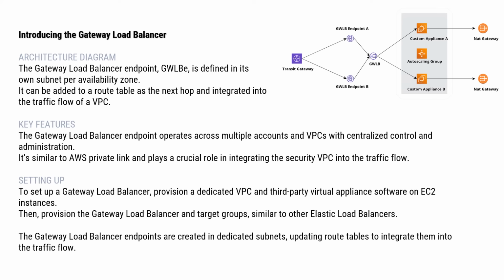To set up a Gateway Load Balancer, provision a dedicated VPC and third-party virtual appliance software on EC2 instances. Then provision the Gateway Load Balancer and target groups, similar to other Elastic Load Balancers. The Gateway Load Balancer endpoints are created in dedicated subnets, updating route tables to integrate them into the traffic flow.